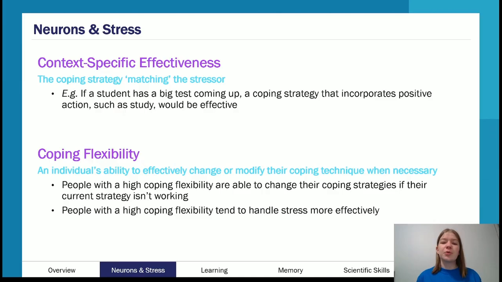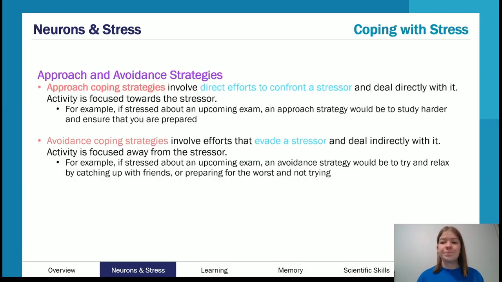So say, for example, this person's really good at their approach strategies and studying all the time, and then they do their exam, and they're stressed about the results that they got on that test. They're like, oh, I don't know what it was, I don't know if it was good, and then they keep studying for that same test they've already done. That might not be so effective anymore. In that case, it might be better for them to try and distract themselves from that, focus on other things. And so someone with high coping flexibility is going to be able to change their coping strategy. And people with high coping flexibility, who can have great context-specific effectiveness, tend to handle stress more effectively.